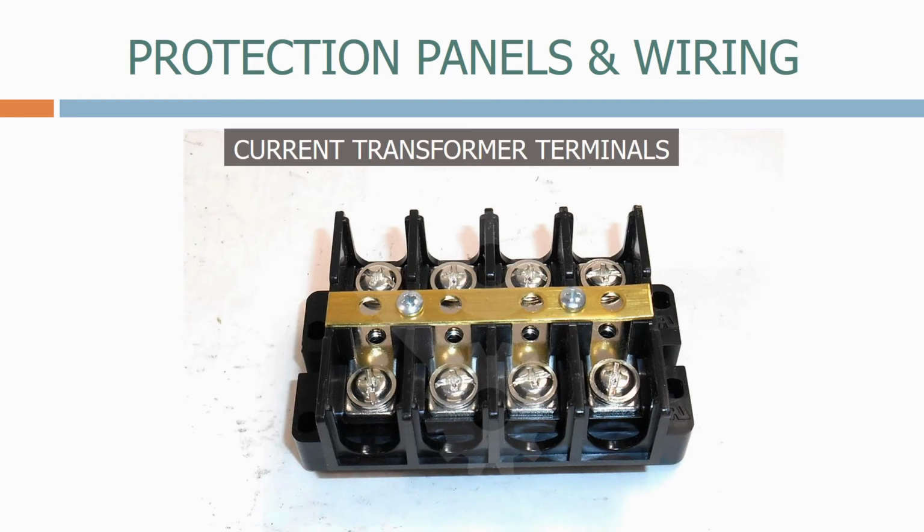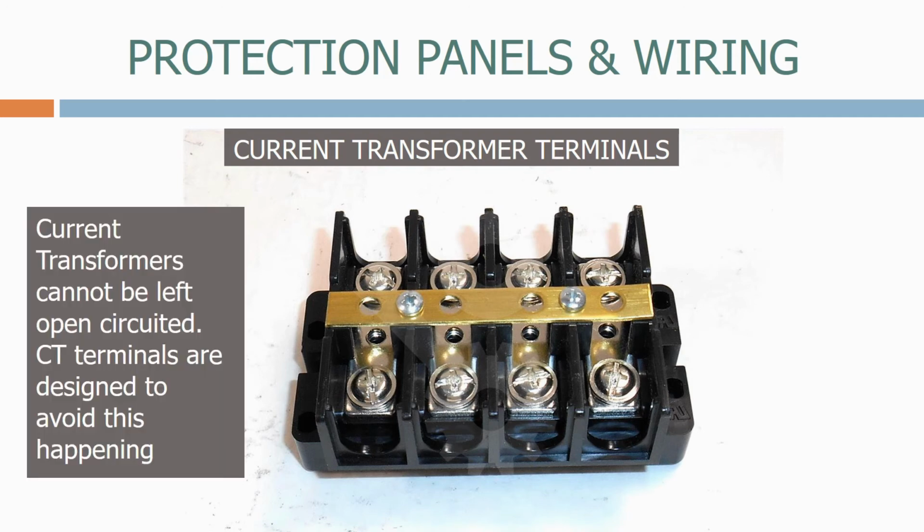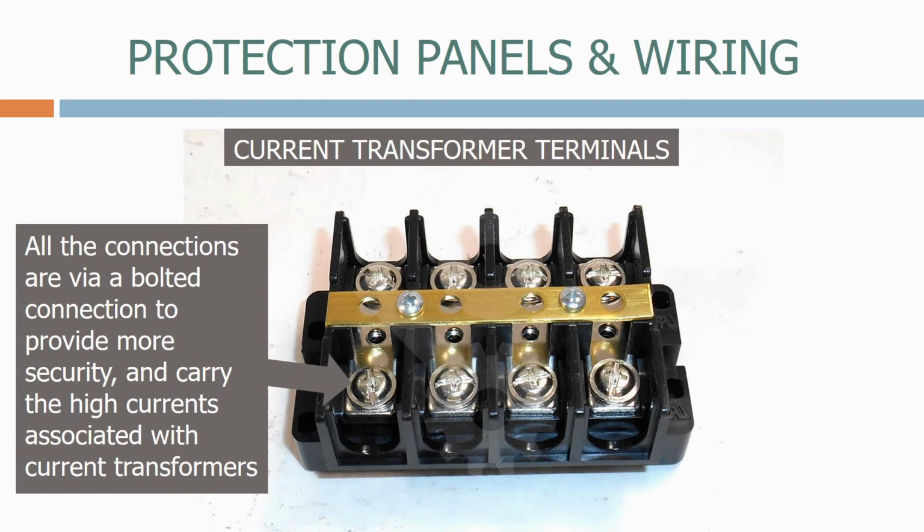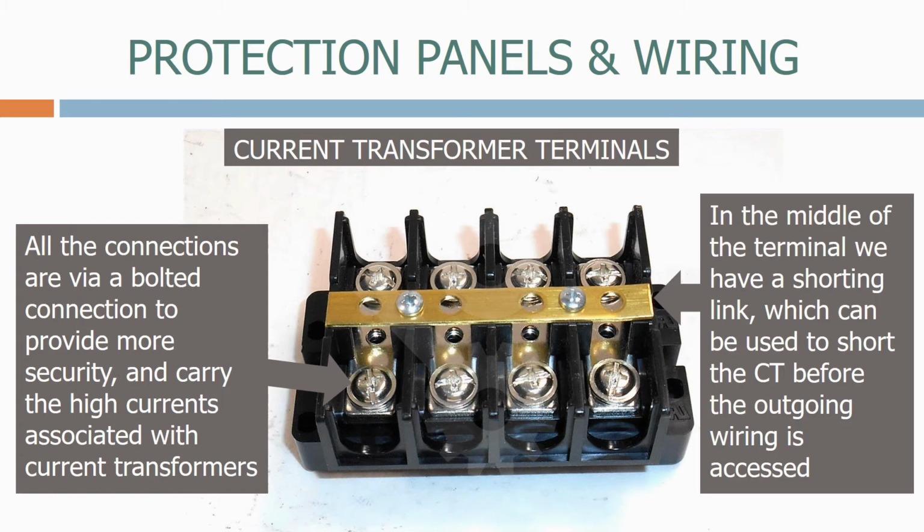Finally, we have current transformer terminals. Current transformers cannot be left open-circuited. CT terminals are designed to avoid this happening. All the connections are via a bolted connection to provide more security and carry the high currents associated with current transformers. In the middle of the terminal we have a shorting link, which can be used to short the CT before the outgoing wiring is accessed.